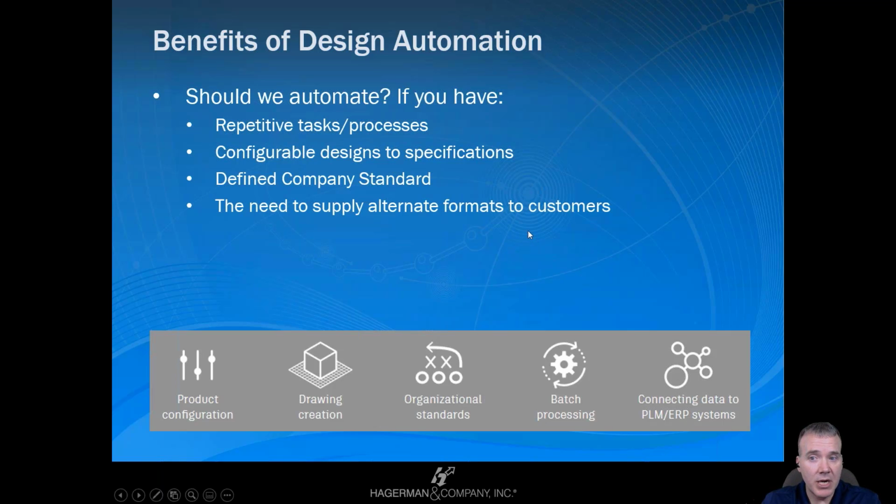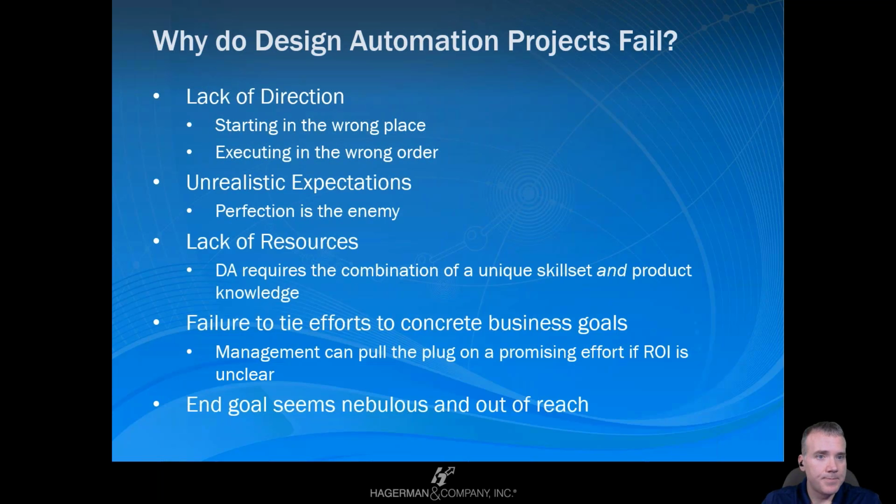And this automation could be very simple. Again, just automating PDFs. It could be as complicated as take input from a website and immediately deliver to the customer a PDF showing what they would get if they ordered, right? It runs the gamut.